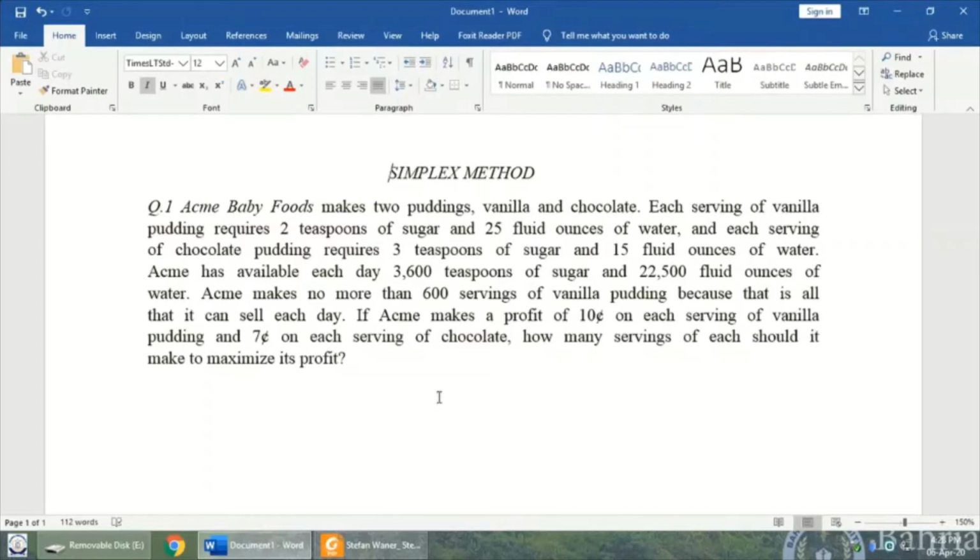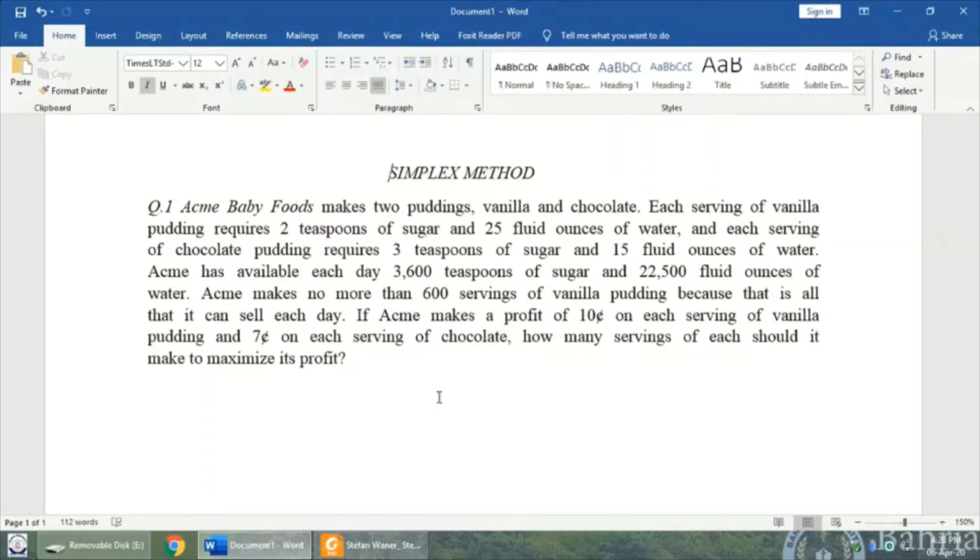First is that it is available for not more than 3,600 teaspoons. The other says that it requires, or it is dependent upon, maximum 22,500 fluid ounces of water, because we're considering maximization problems at this time. Therefore, we can't exceed the values which are given to us. Now, Acme makes no more than 600 servings. So that is the maximum amount of servings that she can make out of the pudding, because that is all that it can sell each day.